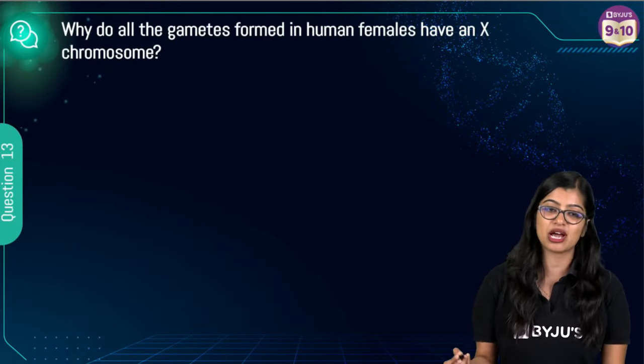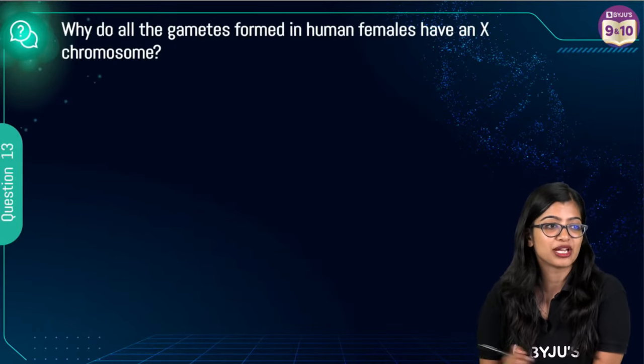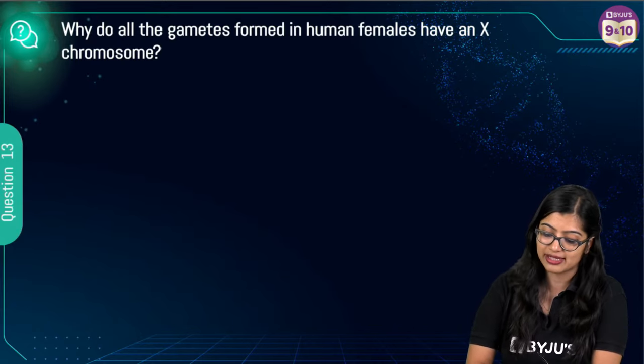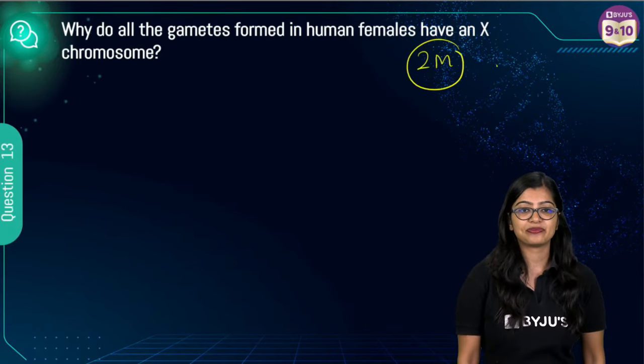Now moving on to question number 13. Very simple and easy question. Question number 13, everybody. Why do all gametes formed in human females have X chromosome? 2 marks. Super duper easy.